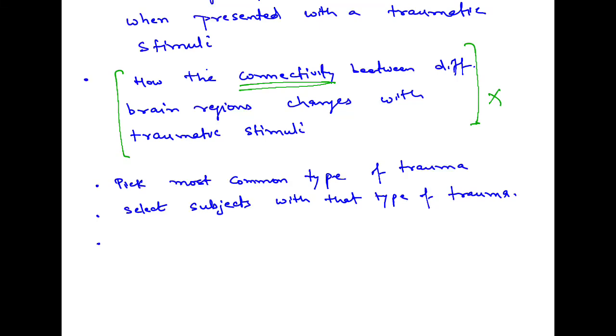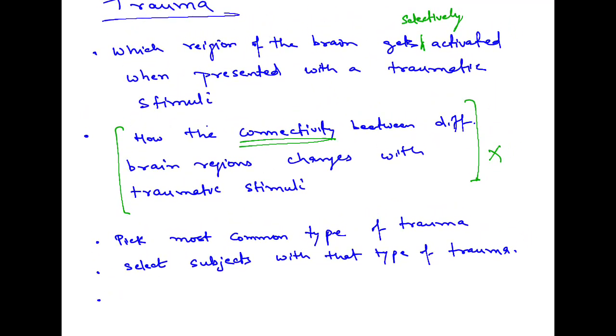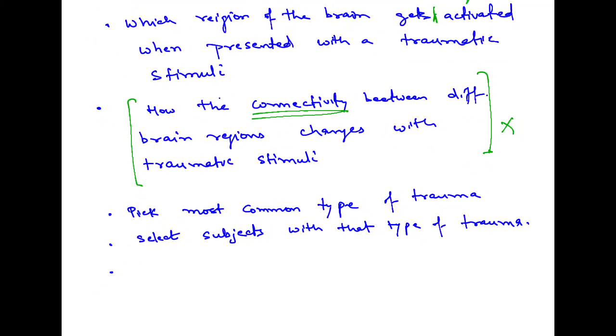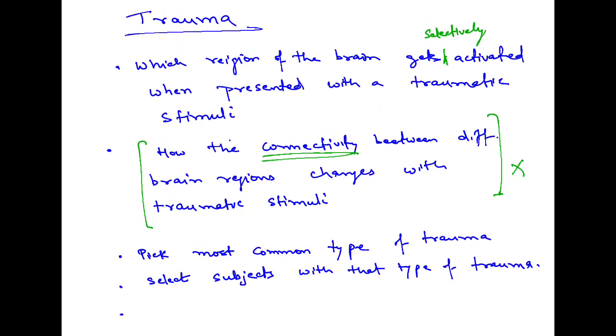Now what do we do? Now for this subject, you want to answer which region of his brain gets activated when presented with the traumatic stimuli, or selectively activated, okay? So then what do we do? So do we have to add more to the question, or is the question satisfactory, or are we thinking of adding more to the question? Well, let's start with this. Let's see where we get. Let's say we want to find the selectively activated region, okay?